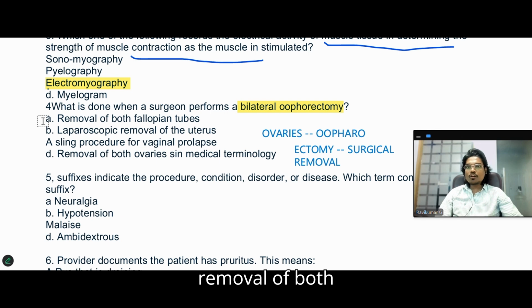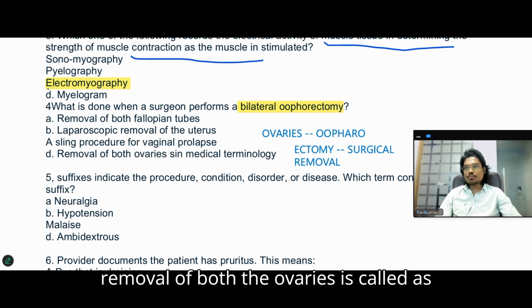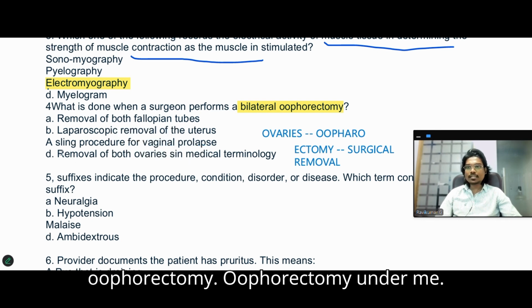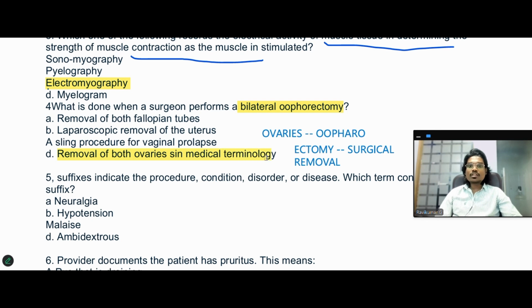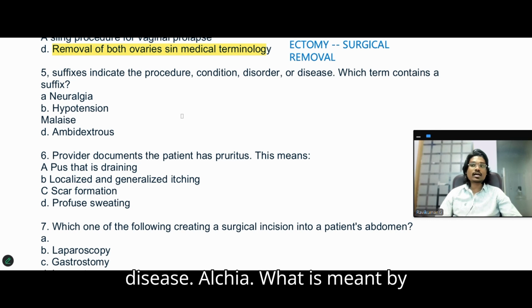Oophorectomy is the removal of both ovaries in medical terminology. The removal of both the ovaries is called oophorectomy.